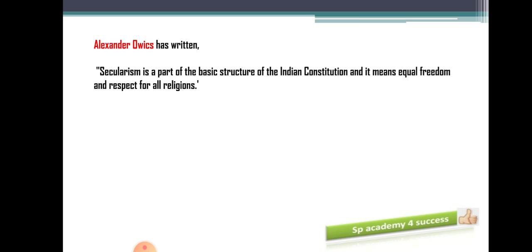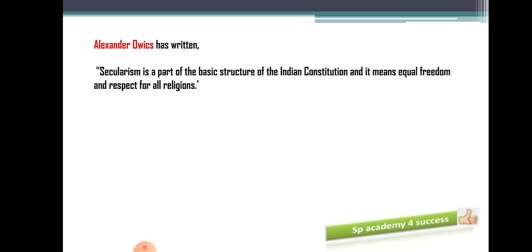And what it means, he also gave the main meaning of secularism. It means equal respect and freedom for all religions. So why I am specifying this is, sometimes you may get a question like this. They will give the statement and you are supposed to identify which of the eminent persons said these words. So you may get this statement and a question like who said these words.